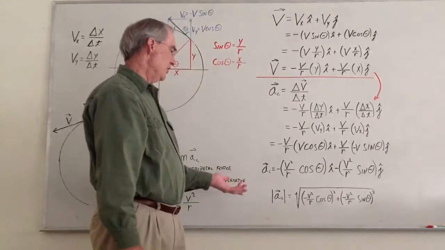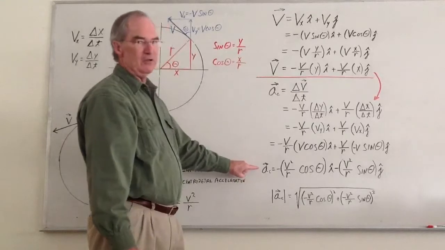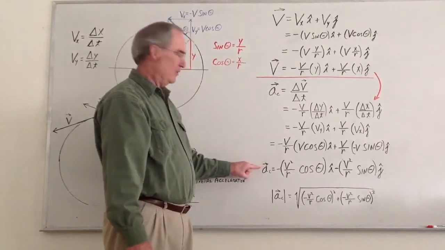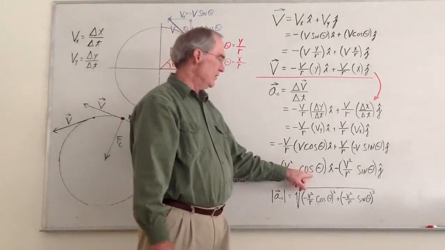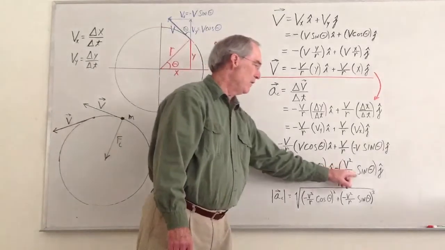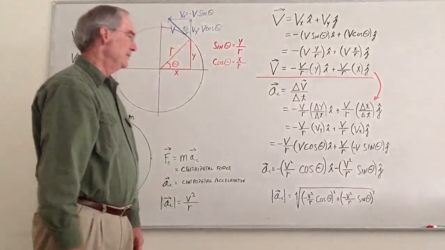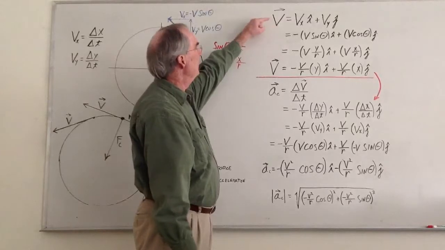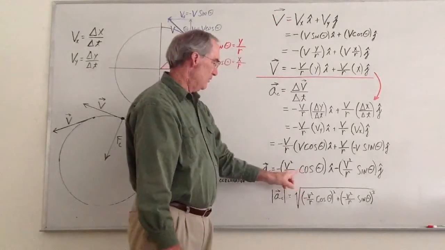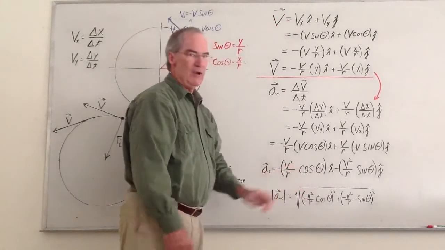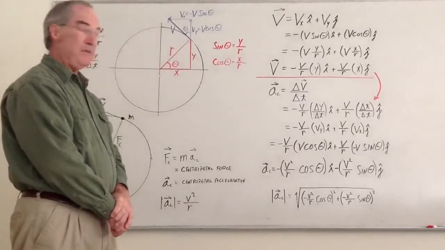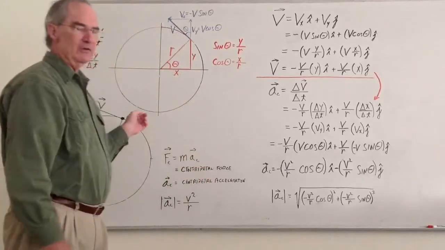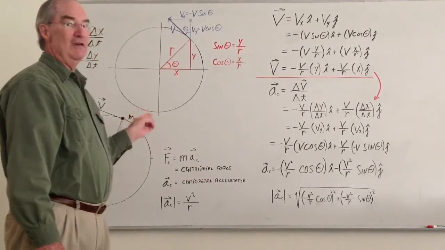And collecting terms, this is our expression. We found it. This is the vector expression for the centripetal acceleration: v squared over r cosine theta i, v squared over r sine theta j. Just as v had x and y components, so now the acceleration has x and y components, which are in terms of the speed, a constant, and the radius, and then the changing angle as the object goes around in a circle.